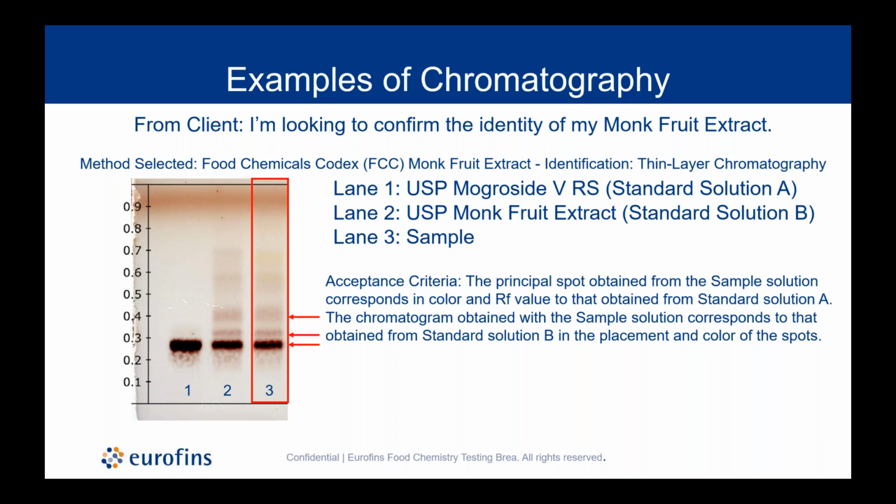And so we can see 1, 2, 3, and 4 spots that are corresponding in placement and color, and they are increasingly faint as you go up the chromatogram, but they meet the acceptance criteria, and so the result here was conforms. And so that's sort of what we go through every time we do a sample in TLC. We'll walk through this exact process, and that is how our data is generated for our results.